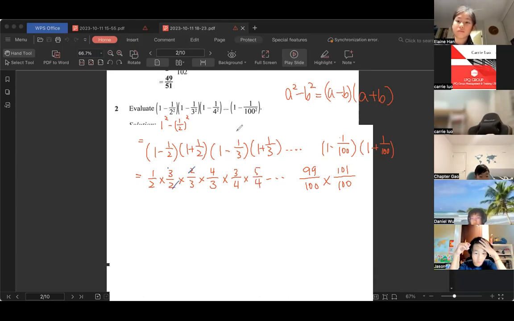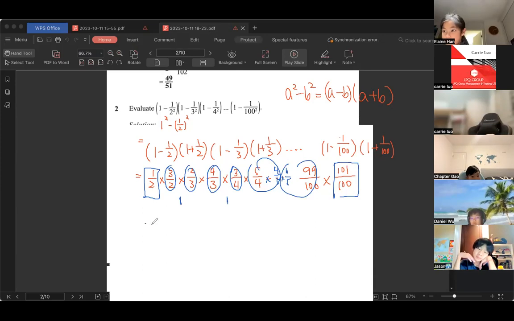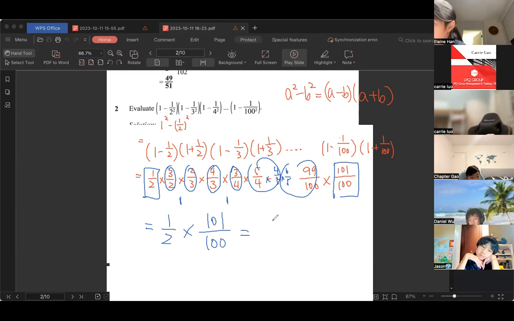2 and 2 are gone. Sorry, it should not be this one, it should be like that. 2 over 3 times 3 over 2 equals 1. And 4 over 3 times 3 over 4 equals 1. And obviously here we have 4 over 5 times 6 over 5, right? So they're all gone. So only the first one and the last one remain. Understand? So it's 1 over 2 times 101 over 100 equals 101 over 200. Get it, everybody?